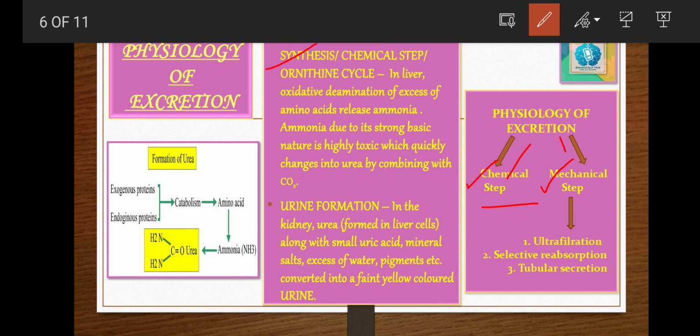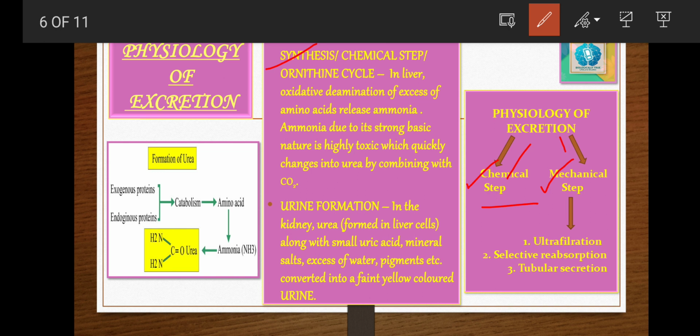The formation and transformation of three amino acids, that is ornithine, citrulline, and arginine, one after the other, constitutes the major steps. So it is also named the ornithine arginine cycle, or the urea cycle, or the Krebs-Henseleit cycle after the name of its discoverer. The kidney continuously removes urea from the blood to excrete it in the urine. So this was all about the chemical step of excretory physiology.